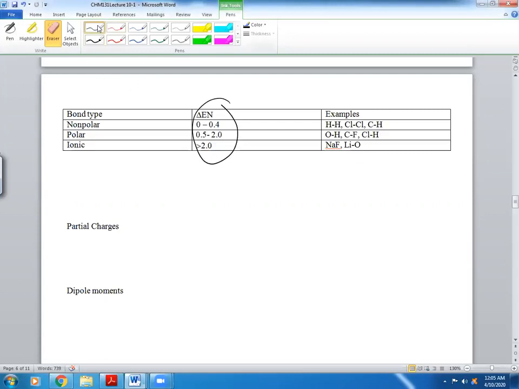How do you know if you have a polar, non-polar, or ionic bond? All you have to do is look up the electronegativities, subtract them, small from large, and then compare to this range. If you get between 0 and 0.4, that would be nonpolar. If you get between 0.5 and 2, that would be polar. And anything above 2 would be ionic.